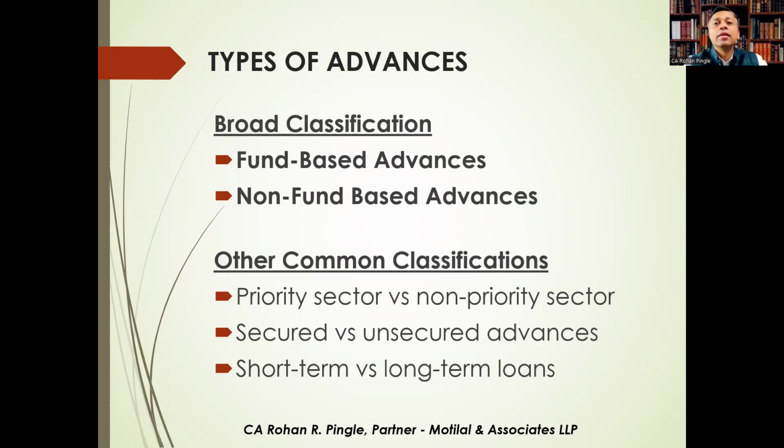Next, let's see types of advances. The broad classification includes fund-based advances and non-fund based advances, and other common classifications like priority sector or non-priority sector, secured versus unsecured advances, and short-term versus long-term loans. So understanding the type of advance is the first step in loan audit, because risks vary across the different credit products. So documentation requirements also differ as per the loan type. So monitoring procedures are also different based on the broad classification.